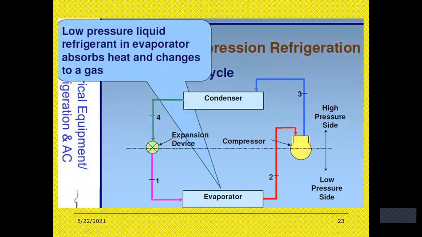So we will discuss the evaporator concept. What is the meaning of evaporator here? It goes from 1 to 2. The low pressure liquid refrigerant. Normally in household refrigerators, what type of refrigerant are we using? We are using Freon 22. The low pressure liquid refrigerant in the evaporator absorbs heat and changes to a gas.